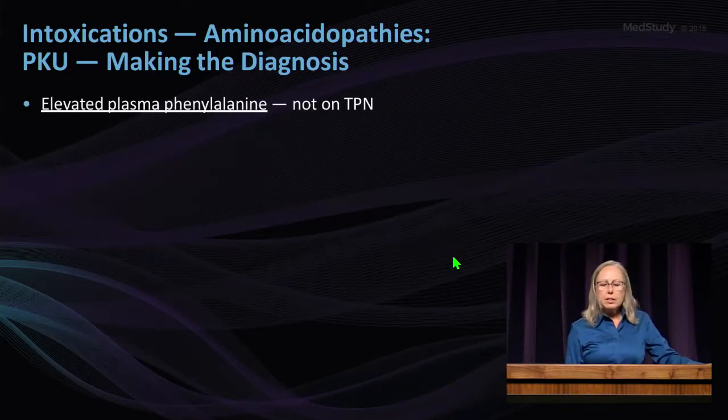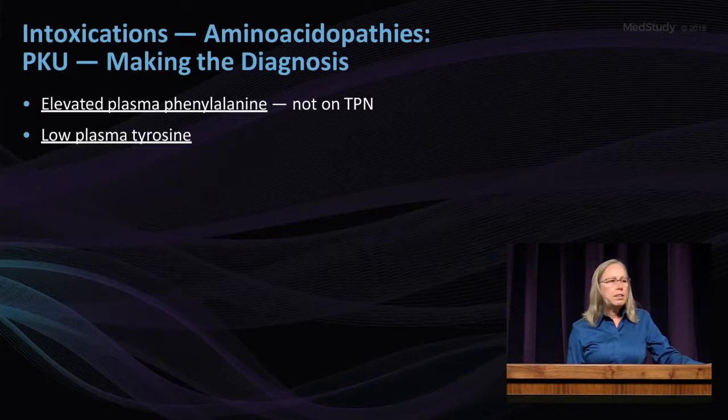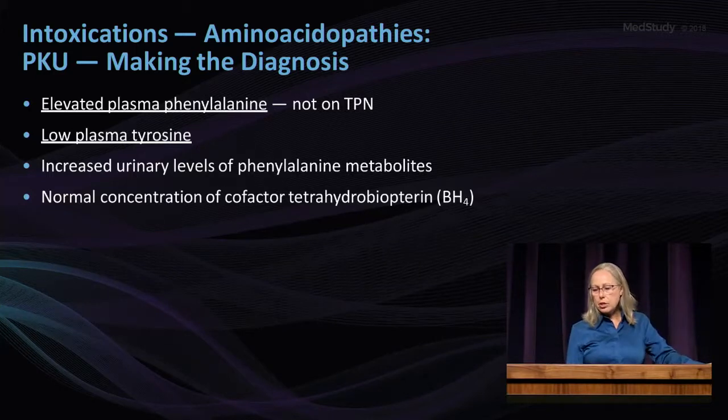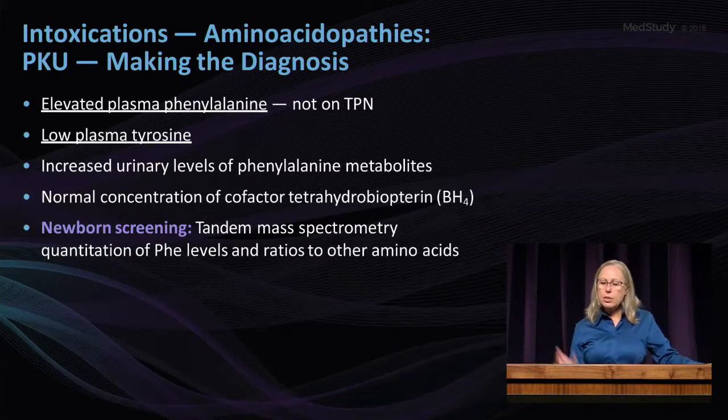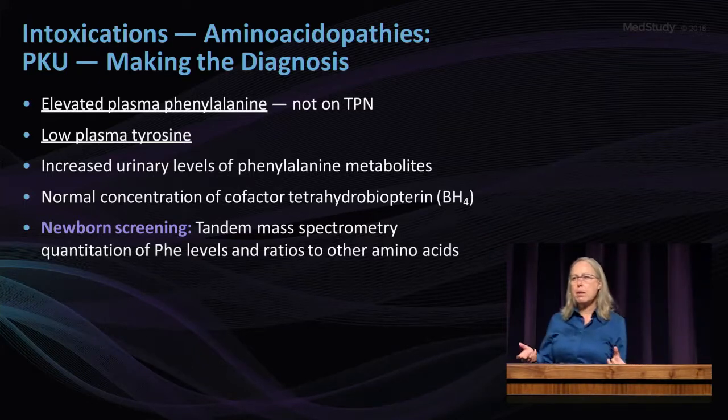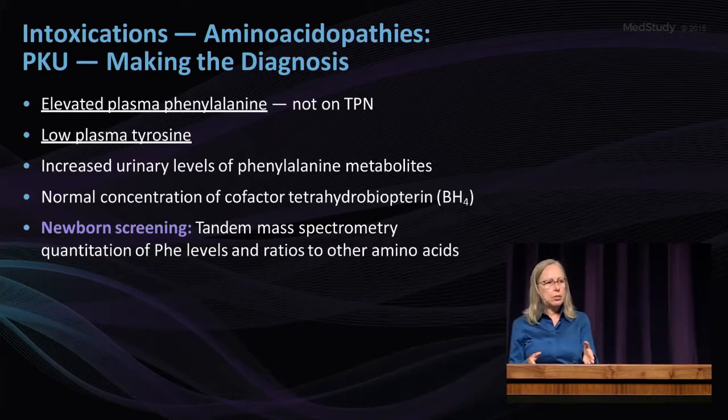So what you're looking for is an elevated plasma phenylalanine, and the child is not on TPN. And it's an isolated peak. You really just have elevated Phe. On the other side is a low tyrosine because you're not converting the phenylalanine into tyrosine. You can also see increased levels of phenylalanine metabolites, and you have normal concentrations of tetrahydrobiopterin, which is the cofactor for the enzyme. The tandem mass spec quantifies the Phe level and all the other amino acids, so you've already bypassed where I would see patients in clinic 20 years ago. You're already starting with the amino acid profile.